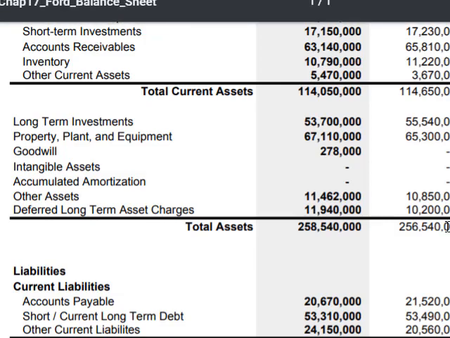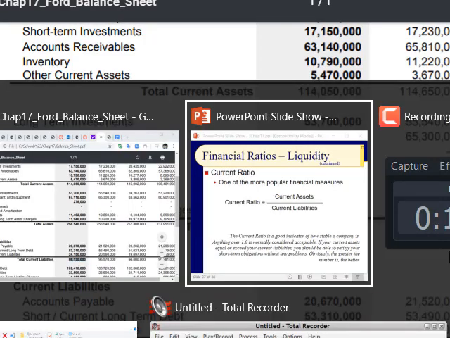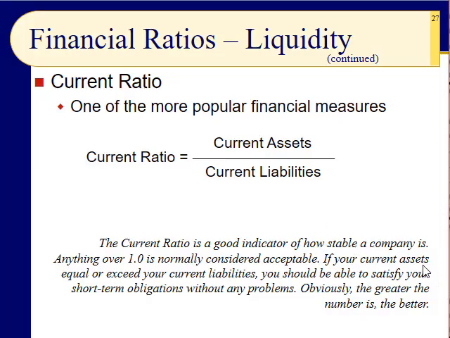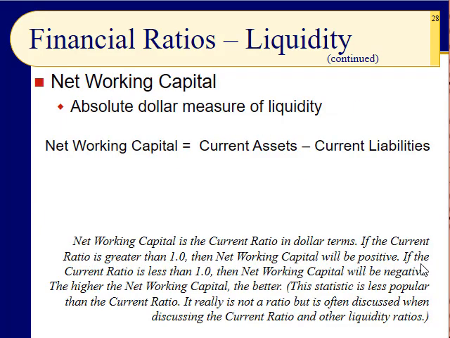But how much cash do they really have? So we go back to the PowerPoint presentation, and we take a look at the net working capital. The net working capital is not a ratio. It's the current ratio in dollar terms. So instead of dividing here, we subtract. So we take the current assets minus the current liabilities. And so that tells you how much above, in terms of dollars, the current assets are over the current liabilities.